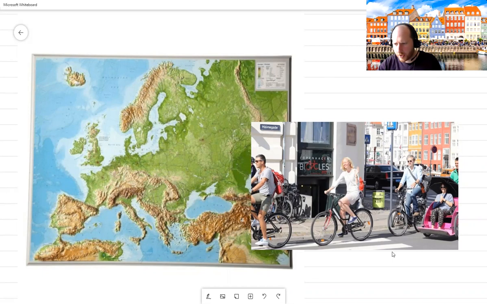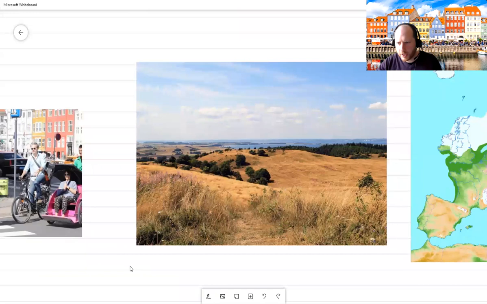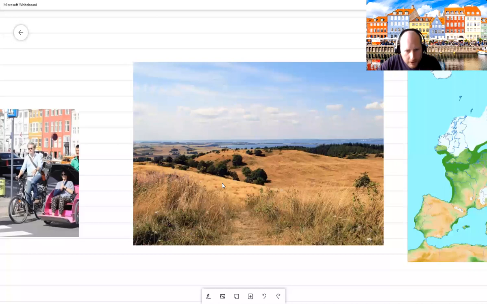So if we have a look here at a lovely bit of Danish countryside, you can see it is quite flat, but it's not completely flat. Yeah, it's all quite low land. You can see away to the horizon there. There's no great big mountains poking up in the distance or anything like that.